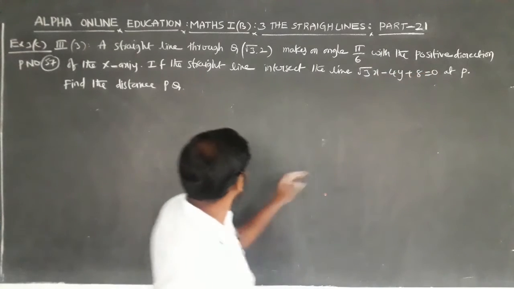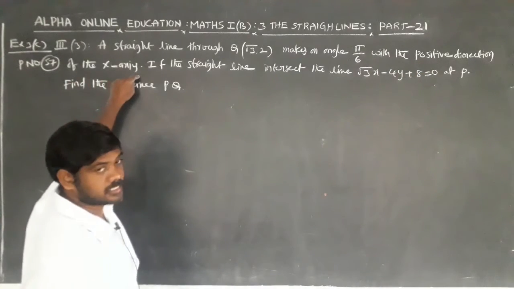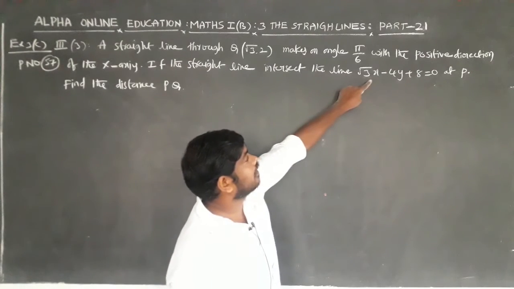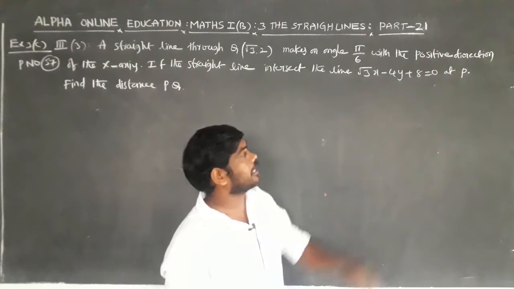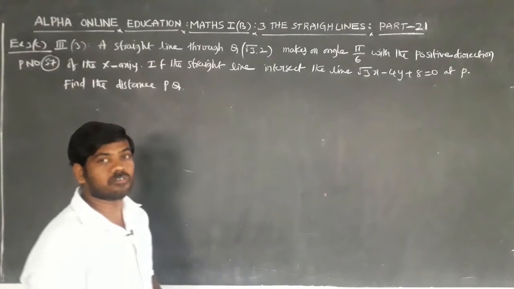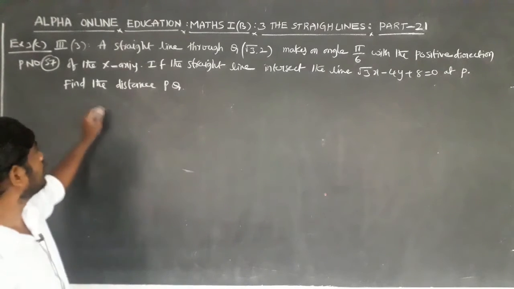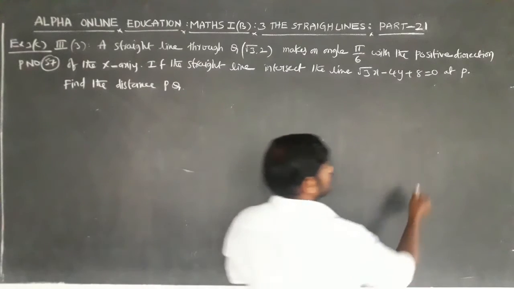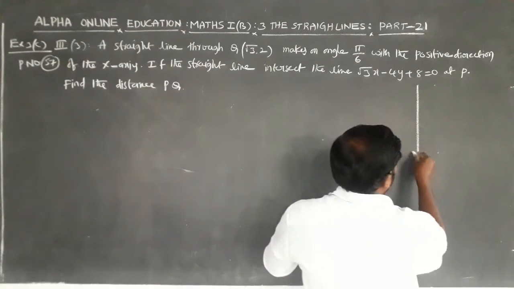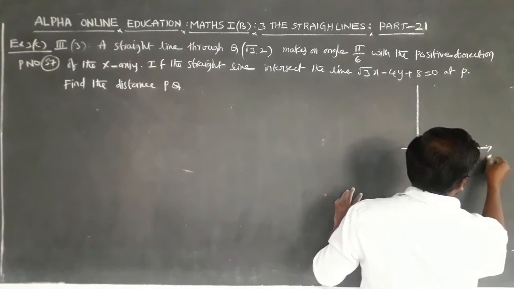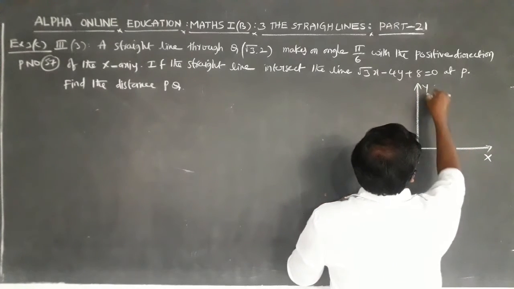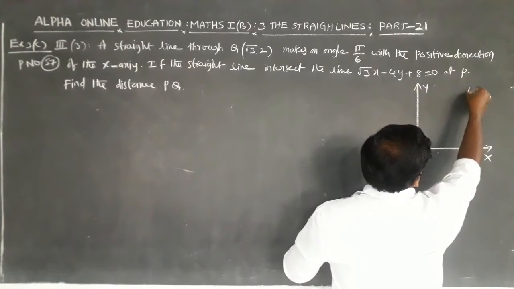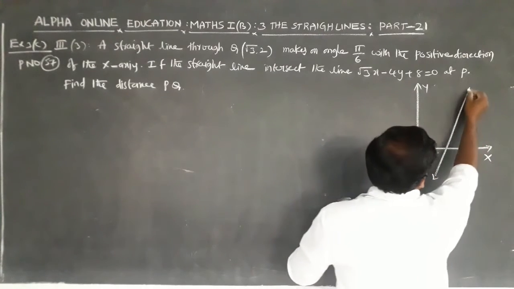Same problem: a straight line through Q(√3, 2) makes an angle π/6 with the positive direction of the x-axis. If the straight line intersects the line √3x - 4y + 8 = 0 at P, find the distance PQ. This is the diagram. This is the x-axis, this is the y-axis, this is the origin, and this is the line.